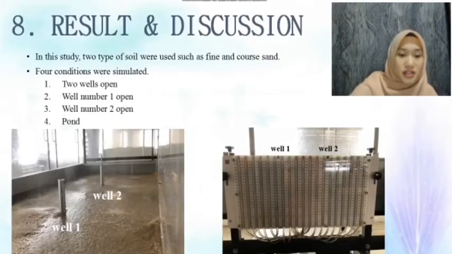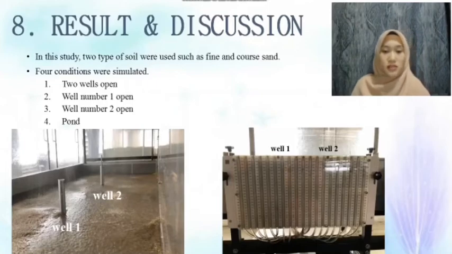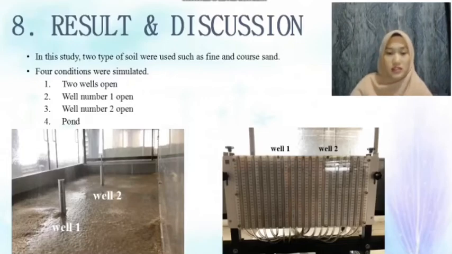Result and discussion. In this study, I used two types of sand, coarse and fine sand. Four conditions were simulated. First condition is two wells open. Second condition is well number 1 open. Third condition is well number 2 open, and fourth condition is pond. As we can see in this picture is the location of the wells and the picture of the piezometer tube. The wells are located between piezometer tubes 6 and 7 for well number 1 and between piezometer tubes 14 and 15 for well number 2.